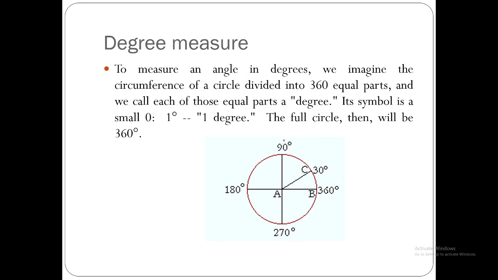To measure an angle in degrees, we imagine the circumference of a circle divided into 360 equal parts. We call each of those equal parts a degree. It's a symbol like this, it's not a zero. The symbol of degree is this. It's read as 1 degree. And the full circle will be 360 degrees. So one revolution or rotation of the circle is a total of 360 degrees.